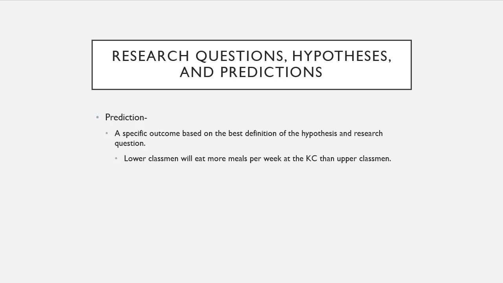So if our research question is there a difference between the use of KC, the null and alternative hypotheses would be, the alternative hypothesis is that there is a significant difference between who uses a KC, upperclassmen versus lowerclassmen, and the null hypothesis would be that there is not a significant difference between those two groups. The particular prediction then would be lowerclassmen will eat more meals per week at the KCs than upperclassmen.